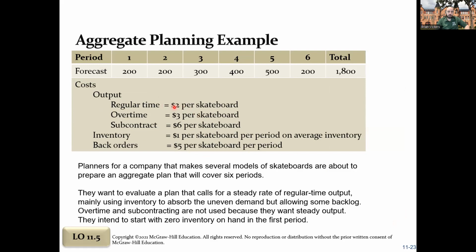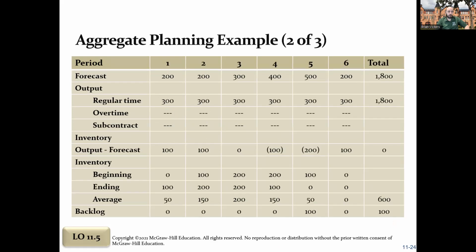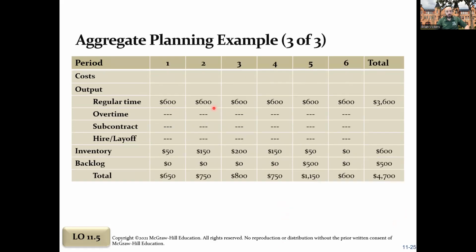We can see regular time is going to cost us $2 a skateboard. Overtime is $3 a skateboard. Subcontracting is $6. Inventory is $1. And back orders are huge at $5. All right. So we've got regular time at 600 per period because it's 300 units of production times $2 a skateboard. That's 600 every period. Total cost 3,600. No overtime, no subcontract, no hiring, firing.